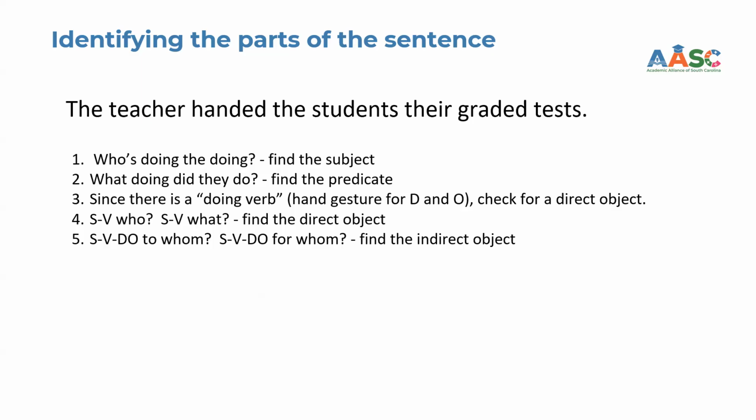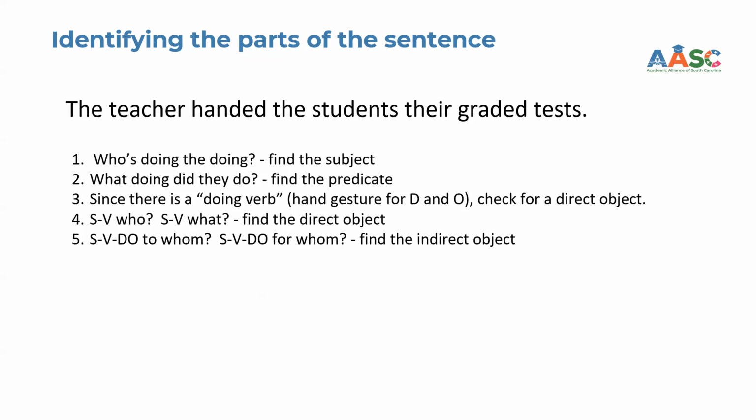So the sentence example is, the teacher handed the students their graded test. And so the first question is, who's doing the doing? And usually if I said, who's doing the doing in the sentence, most of you could answer that it is teacher. And so we have just found the subject of the sentence. The next question every single time, what doing did they do? And so in that case, we're going to find the verb. So what did the teacher do? Handed. And so most people could find that verb or predicate.